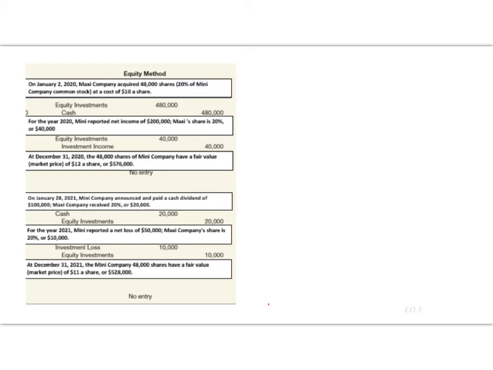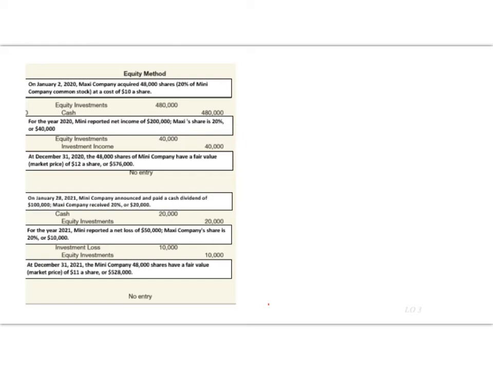On January 2nd, 2020, or year one, Maxi Company acquired 48,000 shares, or 20% of Mini Company. And again, the 20% is the cutoff line between fair value and equity. So in this case, you will have to go with control or influence. Again, we assume that the control or influence is significant. Our cost was $10 a share, or $480,000. Very similar to the fair value method, your equity investment will have to be recorded at cost, or whatever we paid for it. In this case, $480,000.